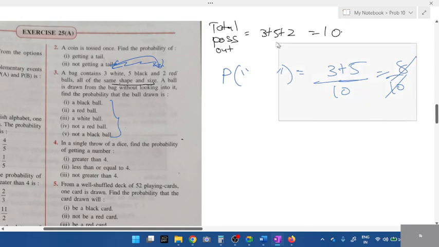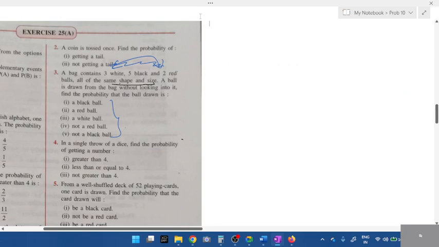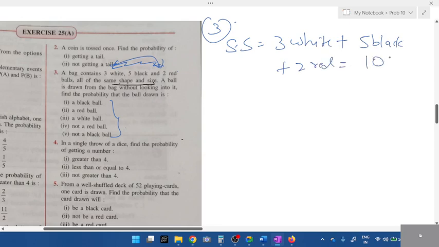Okay, I'll explain this. If you get this question, third question, I was thinking it was an MCQ. Third question, it is definitely for 3 marks. They'll give you 5 questions like this. Then first thing, write sample space. For sample space, just mention 3 white plus 5 black plus 2 red is equal to 10.